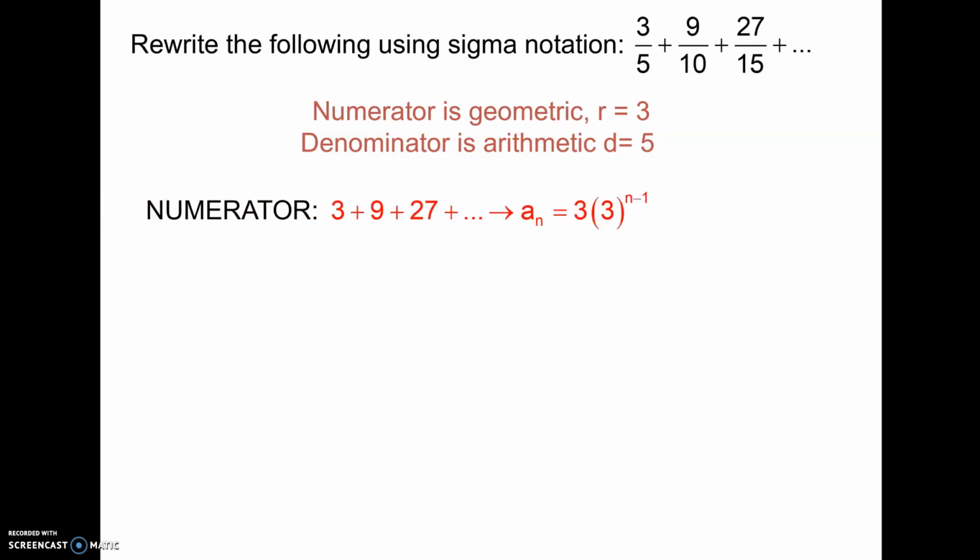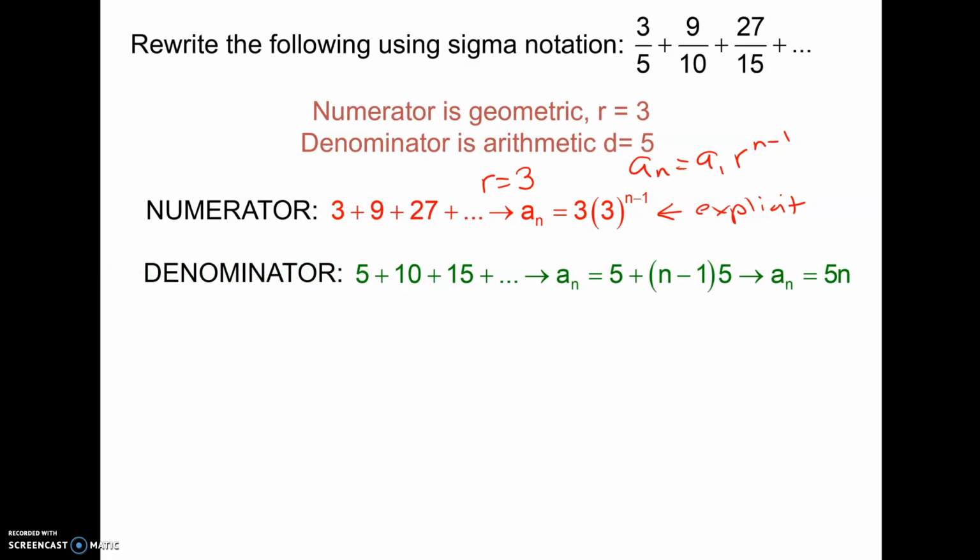So for this one, if my common ratio is 3 and a sub n is equal to a sub 1 times r to the n minus 1, then this would be my explicit formula. And then for my denominator, my explicit formula for an arithmetic sequence goes like this. Remember, we leave the n in there so we can get the formula. And a sub 1 is 5. We're talking about the denominator again. The first denominator is 5. n minus 1, common difference is 5, and you get 5n.